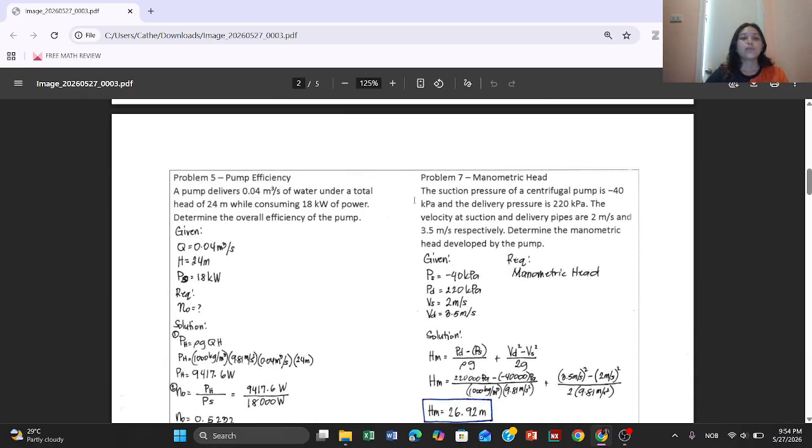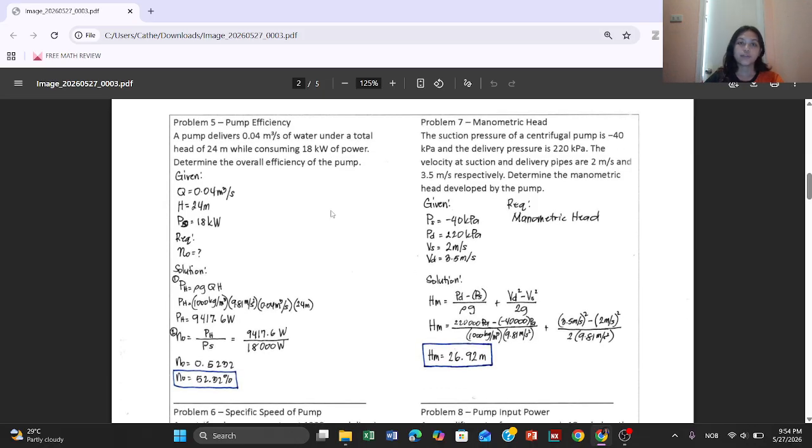Next, let's move on to problem number 5, which is all about pump efficiency. A pump delivers 0.04 cubic meter per second of water under a total head of 24 meters while consuming 18 kilowatts of power.